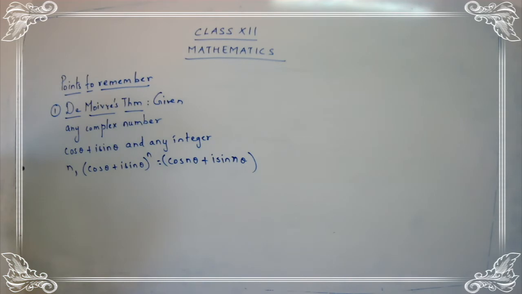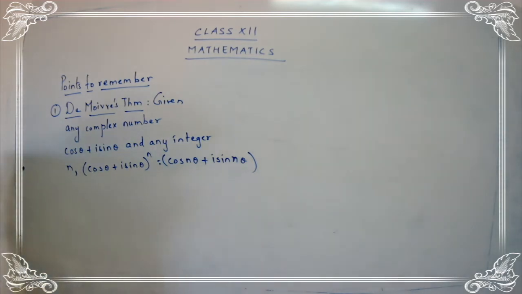So what is the theorem? Given any complex number cos theta plus i sin theta and any integer n, (cos theta plus i sin theta) the whole raised to n is equal to cos n theta plus i sin n theta. This was the first point, children.